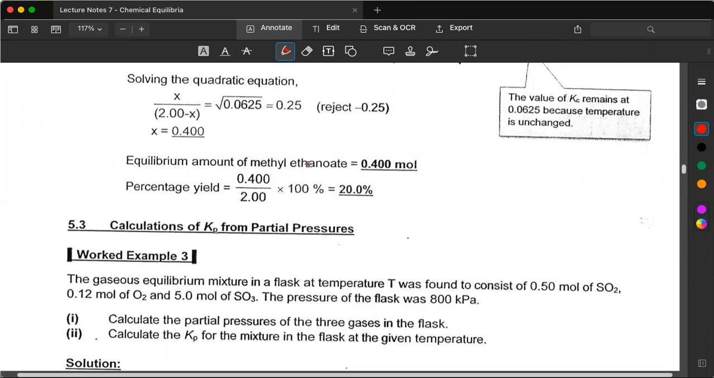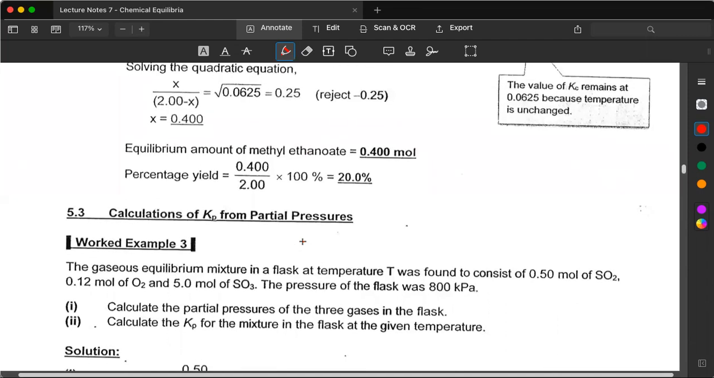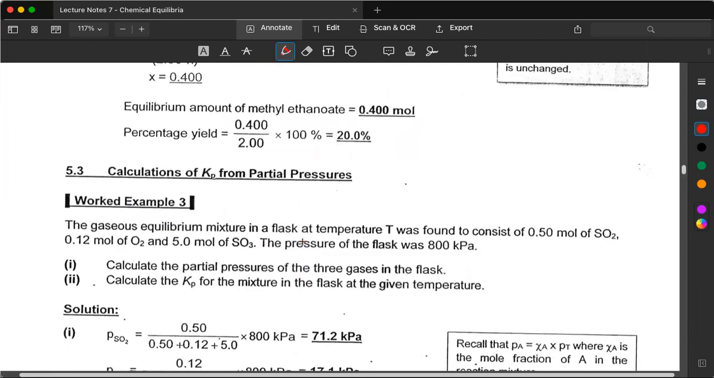First, the gaseous equilibrium mixture in a flask at temperature T was found to consist of 0.5 mole SO2, 0.12 mole O2, and 5 mole of SO3. The pressure was 800 kilopascal. Calculate the partial pressure of the 3 gases in the flask. So how to do it? Number 1, just find the partial pressure first.